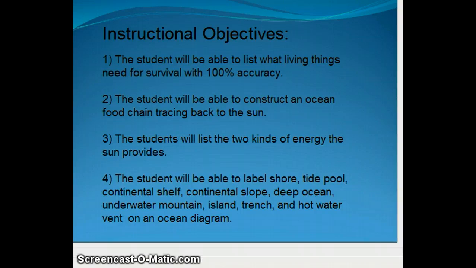The instructional objectives. The student will be able to list what living things need for survival with 100% accuracy. The student will be able to construct an ocean food chain tracing back to the sun. The students will list the two kinds of energy the sun provides. And finally, the student will be able to label shore, tide pool, continental shelf, continental slope, deep ocean, underwater mountain, island, trench, and hot water vent on an ocean diagram.